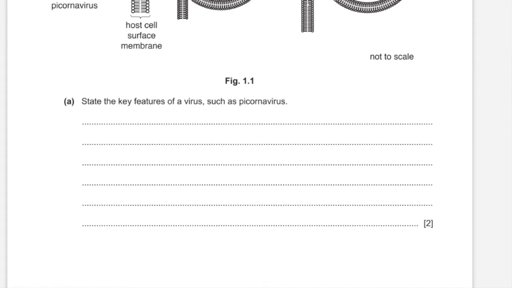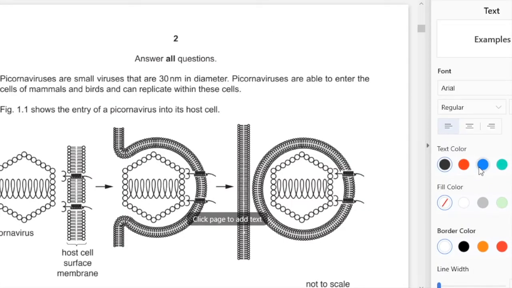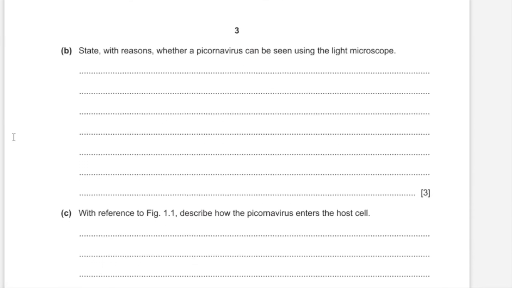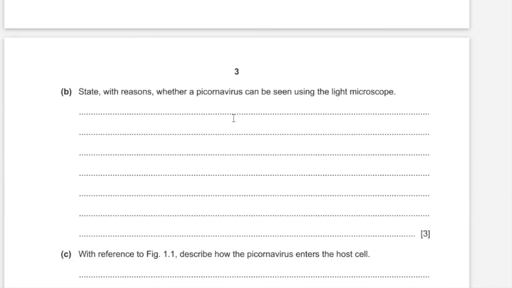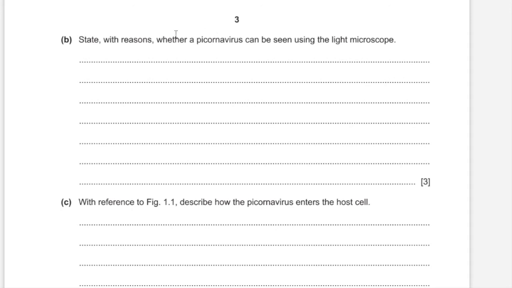So those would be a protein coat and nucleic acid, which can be DNA or RNA. B. State with reasons whether a coronavirus can be seen using a light microscope. So these are 30 nanometers in diameter, and so they are not visible because the greatest resolution of a light microscope is 200 nanometers, and anything smaller than that is not visible. The shortest wavelength of light is 400 nanometers, and the resolution is half of that, which means the greatest resolution is 200 nanometers.